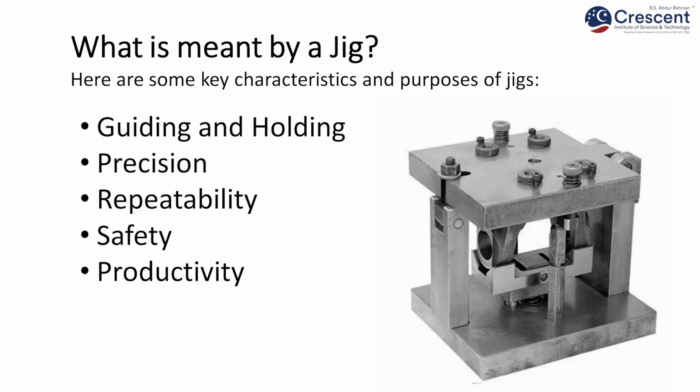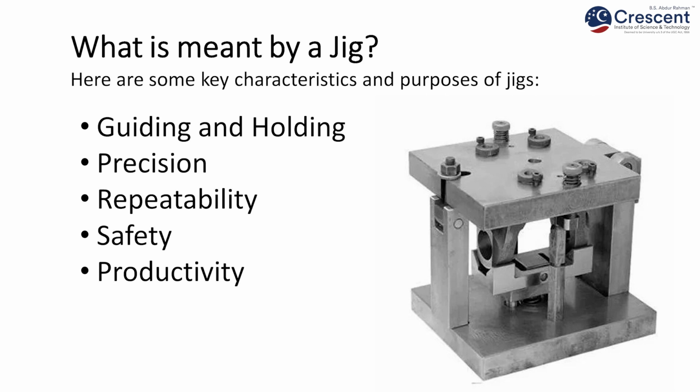So they are particularly common in processes such as drilling, milling, welding, assembly, right? So we will see some key features and even the purposes of the jigs. So guiding and holding, a very important characteristic of a good jig. Jigs are designed to securely hold and guide a workpiece and even the tool in a specific position during the manufacturing. That is the one that demarcates a jig from a fixture. A fixture only locates, holds and supports the workpiece, whereas a jig is also used to locate, hold, support as well as guide the cutting tool.